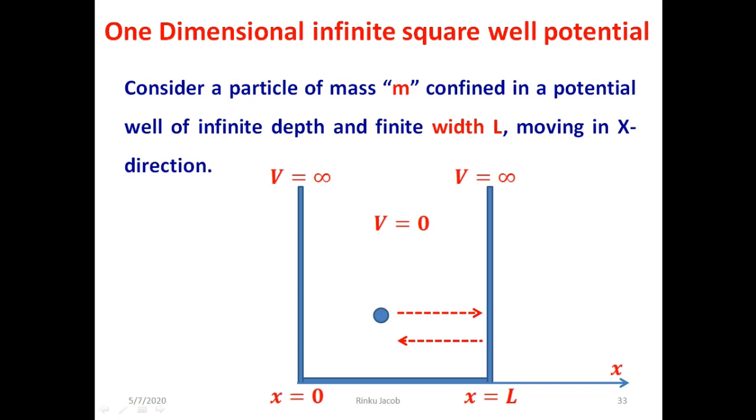That means the particle can never cross or stay at x equal to 0 and at x equal to L due to the infinite potential it faces. So the particle is trapped in between x equal to 0 and x equal to L. Otherwise we say the particle is trapped in a potential well. Inside the well, that is in the region between x equal to 0 and x equal to L, there is no restriction for the motion of the particle as the potential V is 0.